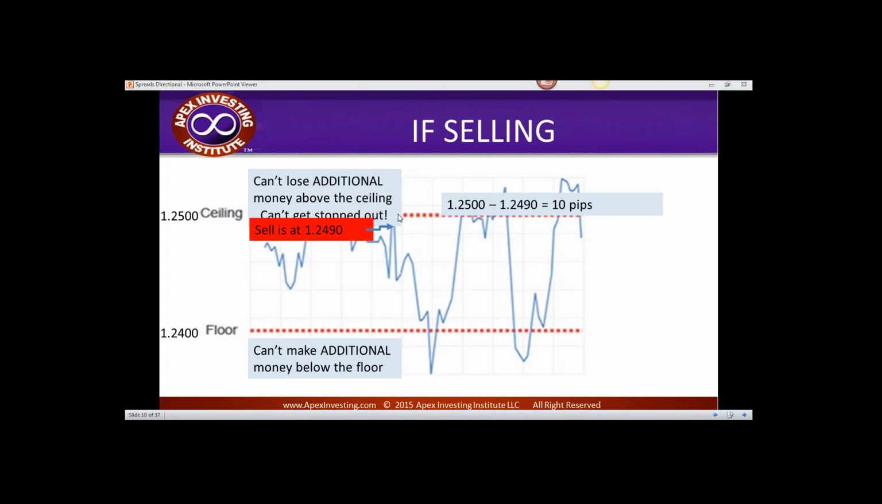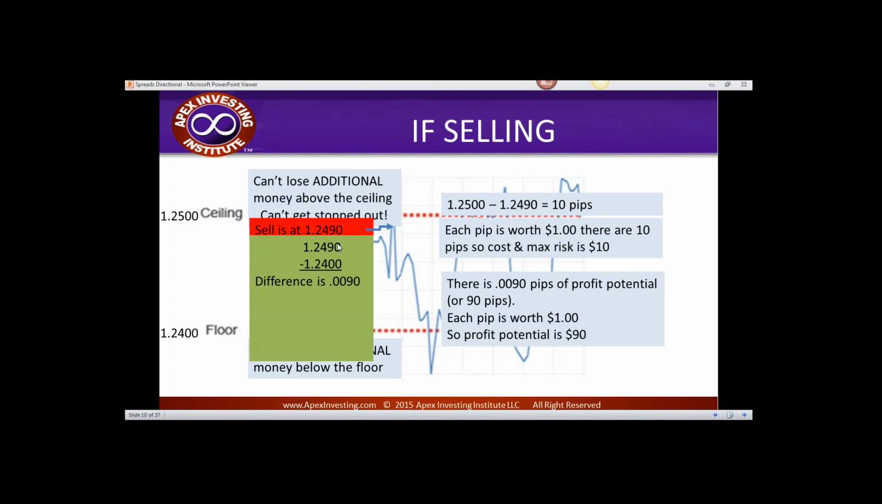Let me just get a little interaction here and make sure everybody's following. So the ceiling's 2,500. We sold at 2,490. If we're wrong, the most we can lose is 10 pips. Right, 10 bucks, exactly, okay? Because we don't lose past that. If we're right and the market goes our direction and goes down, what's the most that we can make? Look at this, right here, the market went down to 2,400, but it kept going. So we were right, it kept going. But we can only make money down to the floor. So yes, 90 bucks, okay?